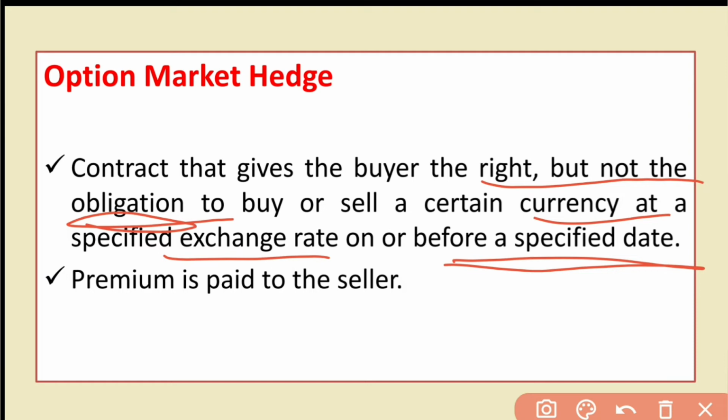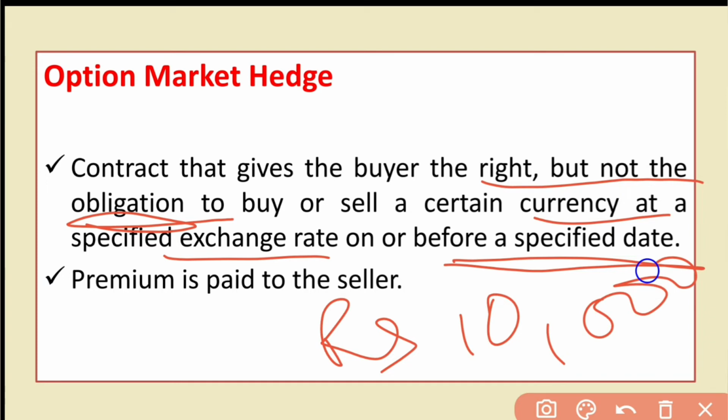Guys, I have already discussed the forward market with you, right? Over that, I told you that I have fixed certain rupees, say 10,000. I fixed that amount. I, as a buyer, had to make a payment of 10,000.